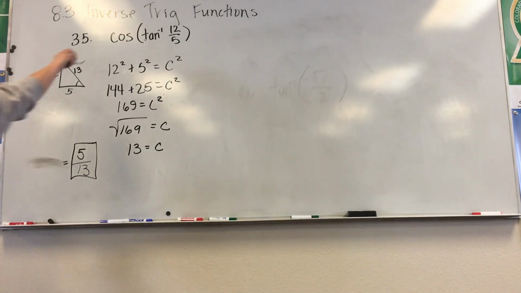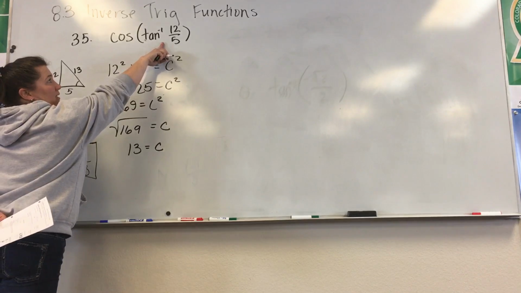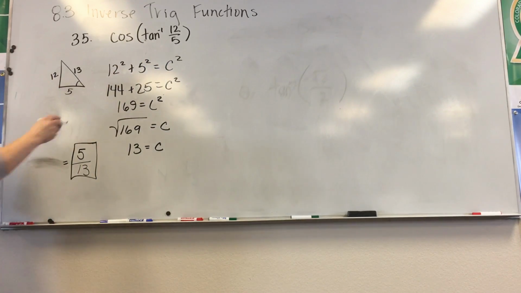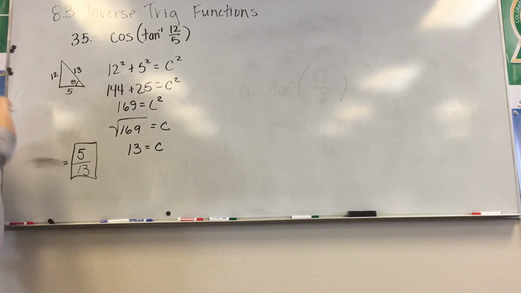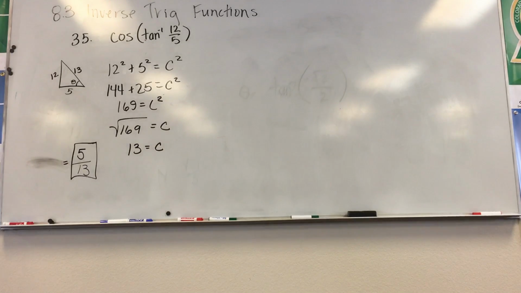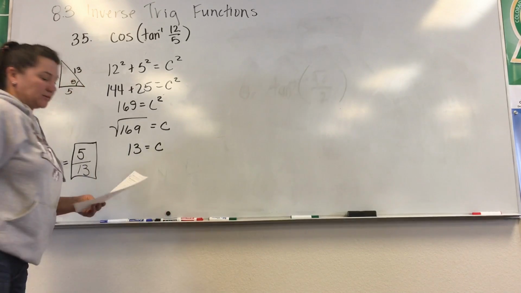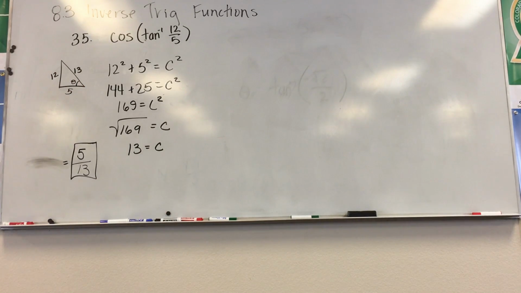Because we wanted the cosine of this angle, right? So we had to decide that this was the angle. We want the cosine of that angle, which is 5/13. Oh, that's neat. Okay. So let's clear up just a little bit on this inverse function business.